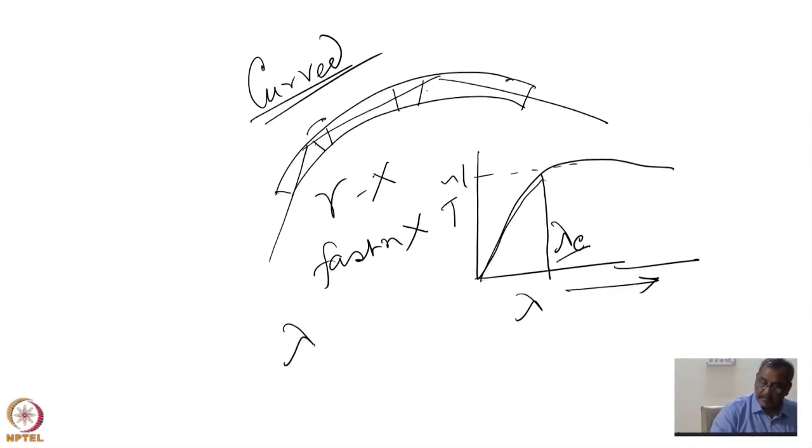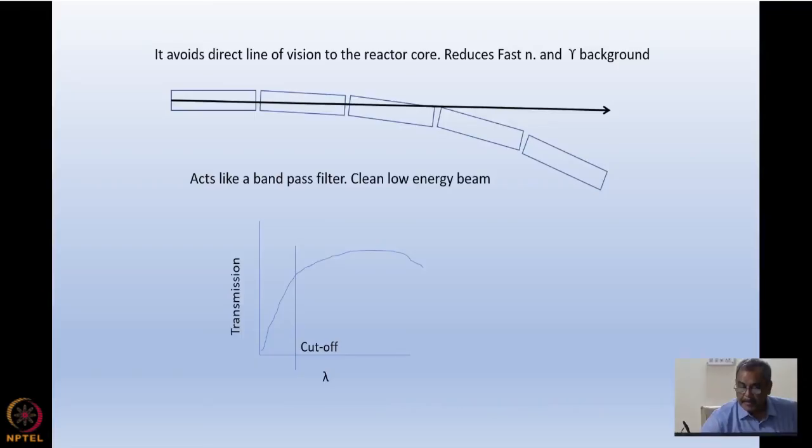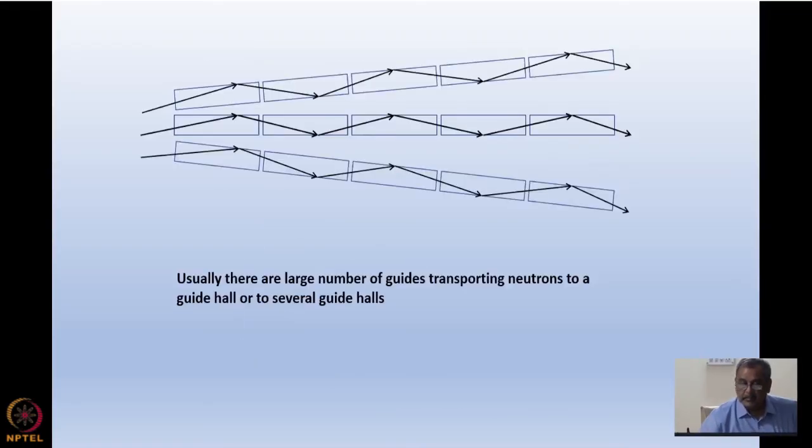This critical angle depends on the curvature. So in a curved guide, not only do you have fewer fast neutrons and gamma rays, it is also acting as a band pass filter. It will not allow neutrons of higher energy to pass through it, and only low energy neutrons are allowed. So this is another example.